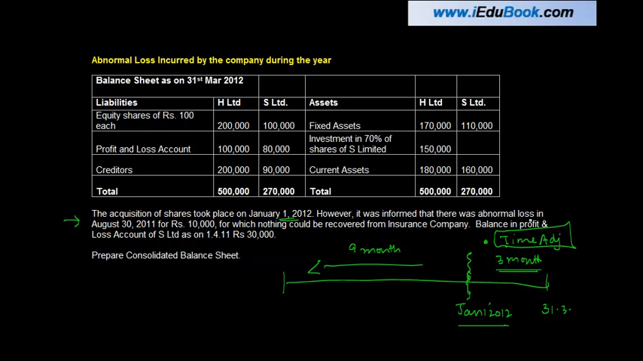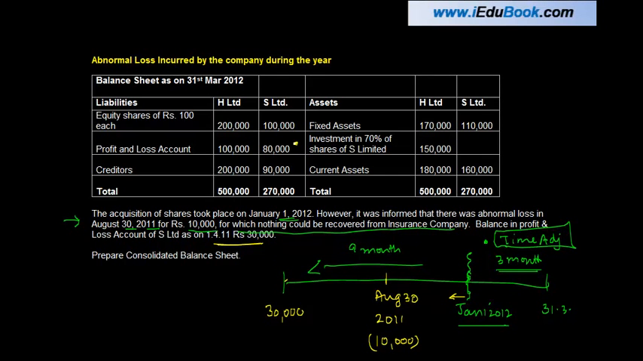However, it was informed that there was an abnormal loss on August 30, 2011 for rupees 10,000, for which nothing could be recovered from the insurance company. Now what this says is that August 30th obviously lies before January 1. So on August 30th, 2011, there was an abnormal loss of 10,000 which happened, for which nothing could be recovered from the insurance company. Now clearly, you cannot adjust this simply over the entire period. Balance in profit and loss account of S Limited on 1/4/2011 was 30,000. So the balance here is 30,000.